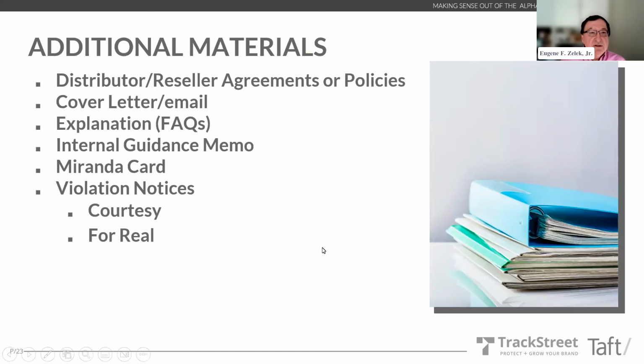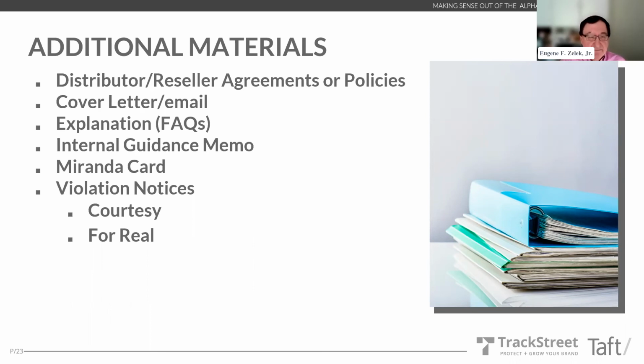Okay, additional materials, and I'll wrap this up quickly, to complement the policy would be distributor or reseller agreements or policies that deal with some of these distribution restrictions. You may want your resellers or retailers selling only to end users. You don't want them selling to other resellers. Why? Because if you cut somebody off, that's not going to destroy them, because they'll be able to get product elsewhere.